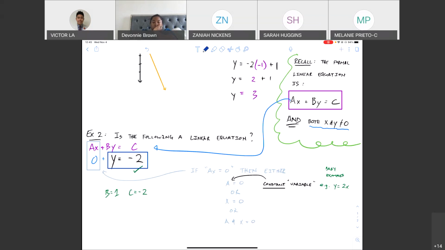Now, if you say that x is equal to 0, this is your proper variable.